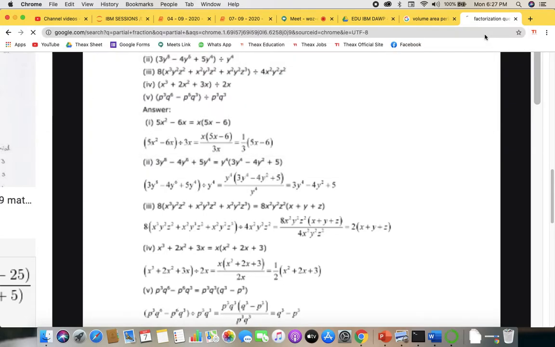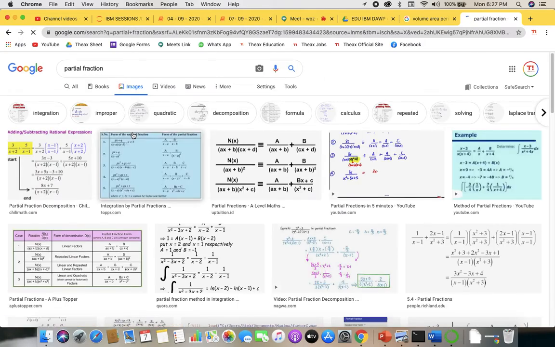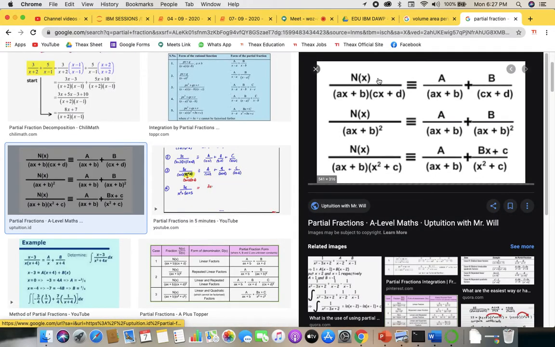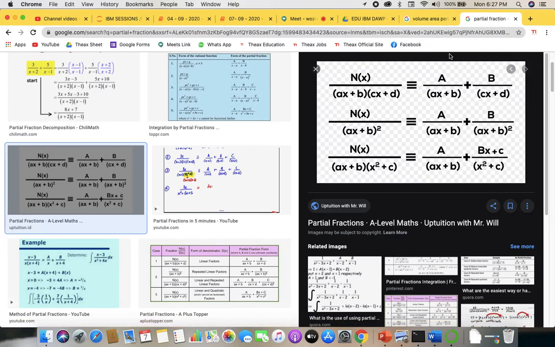For those who are from PCM, I'm talking for them. Yes, maths is fun. Partial fraction. How we do it there: for any partial fraction, let's say the above is an expression like nx plus d, and in the below we have some expressions like this, right? What we do is, we equate it accordingly, we create some a and b, and then we solve it.